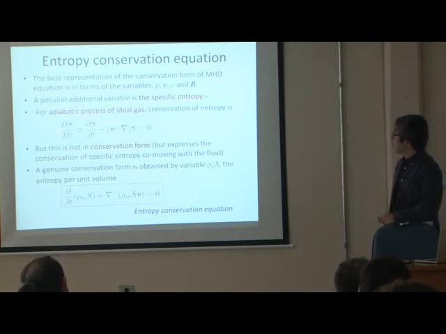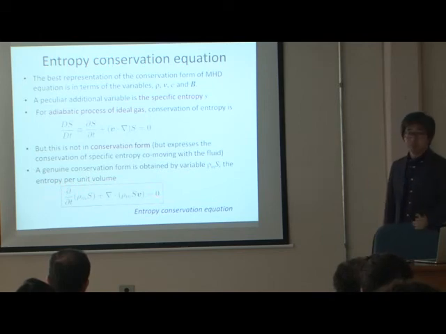It's written here. This is similar to the mass conservation, but this is not the conserved form. So the specific entropy is moving with the fluid. The genuine conserved form is obtained by multiplying the variable by the density times this S. Then this is the entropy per unit volume, written here. We say this is the entropy conservation equation.